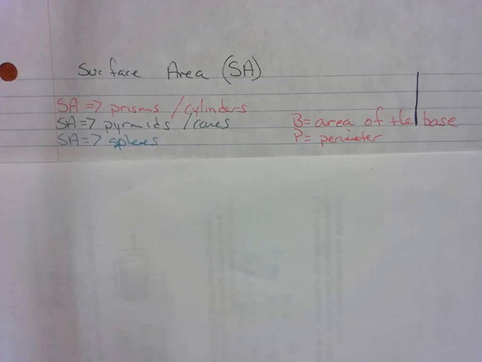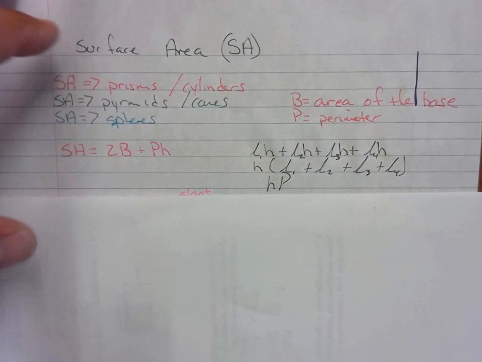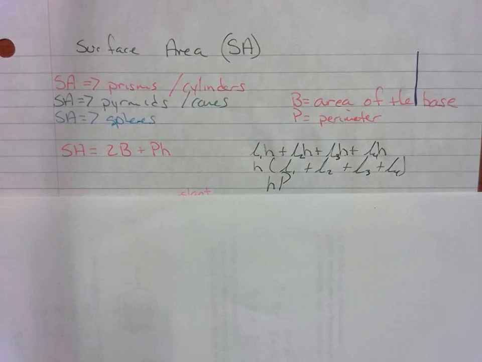Alright, so you have the formula for the area or surface area of prisms and cylinders. Surface area. All you're doing is finding the area of all the sides and adding them up. Copy that down, and then I'll explain in more detail where that formula is even coming from.